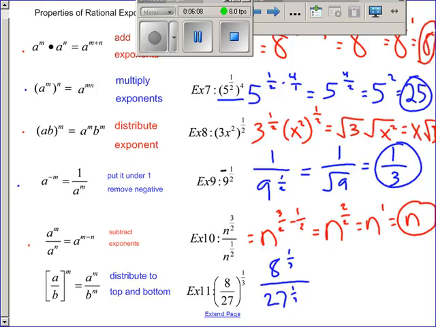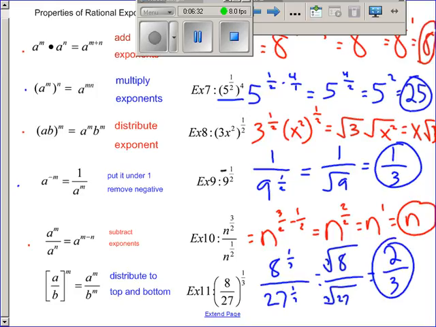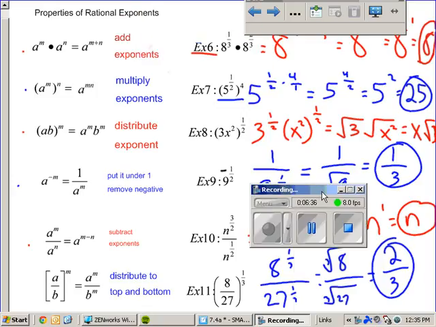And again, if we go back to our previous lesson, 8 to the 1/3 power is the same thing as the cube root of 8. 27 to the 1/3 power, same thing as cube root of 27. And then you look and see, do we have any perfect cubes? Is there anything we can simplify? Yes, the cube root of 8 happens to be 2, and the cube root of 27 happens to be 3. And that is it.